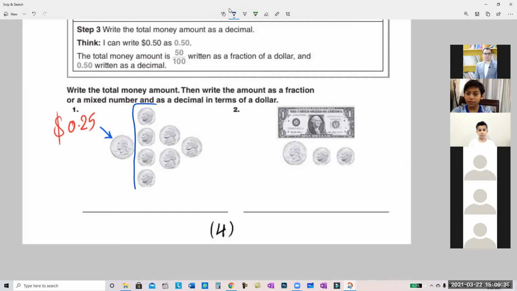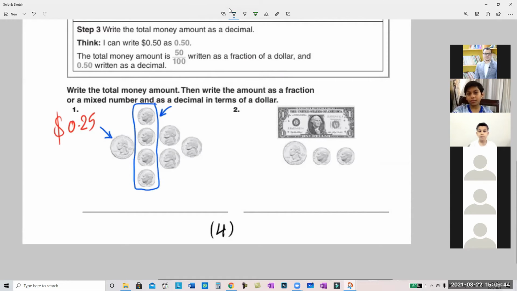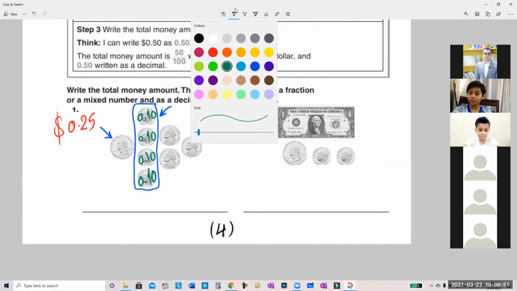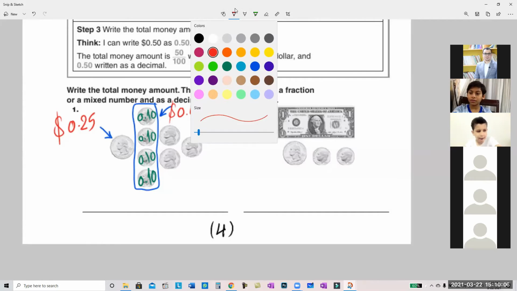Okay, what about this group of coins? We have a group of identical coins, right? It's a dime. A dime. So each coin equals what? 0.10 of a dollar, okay? So each coin here equals 0.10 of a dollar. So the 4 coins together equal what? 0.40. 40, great.